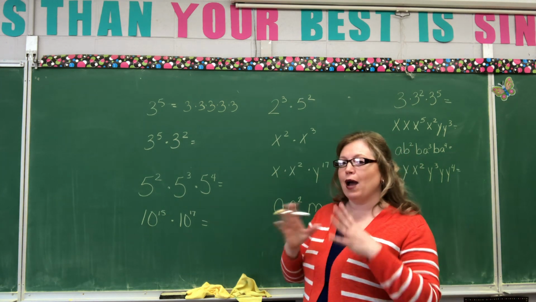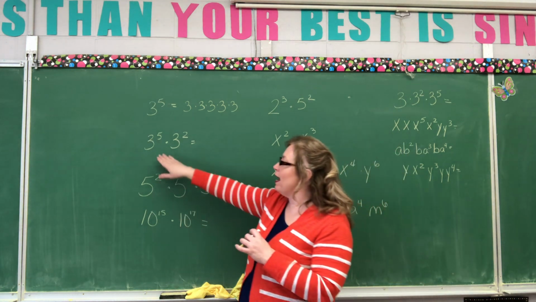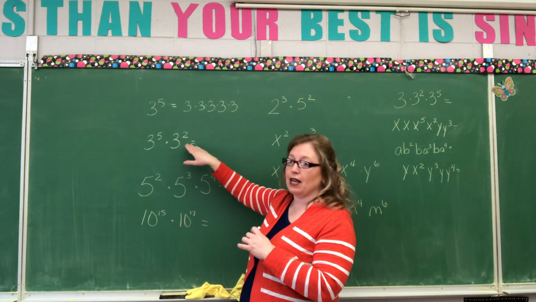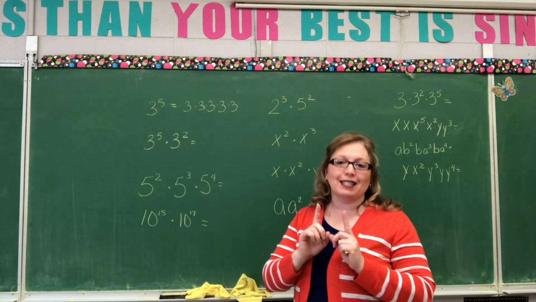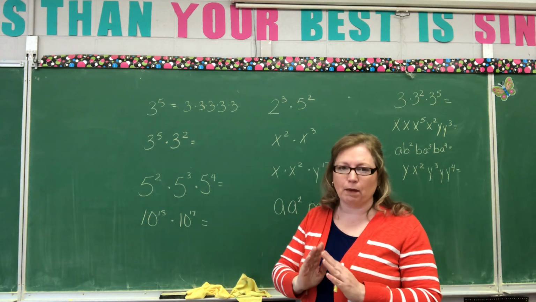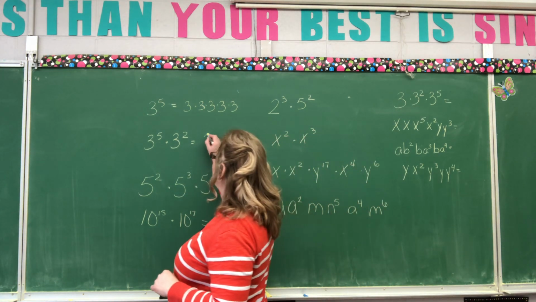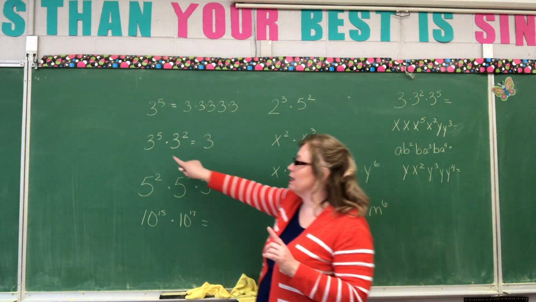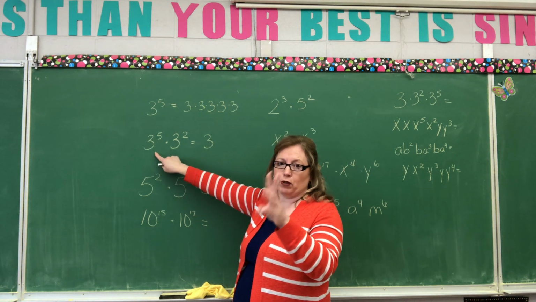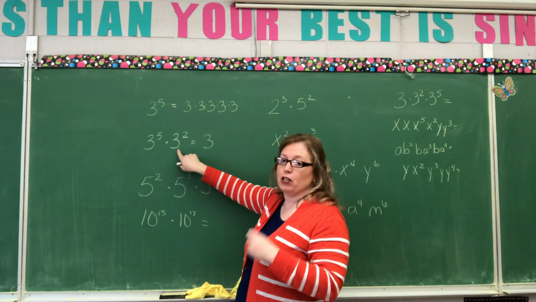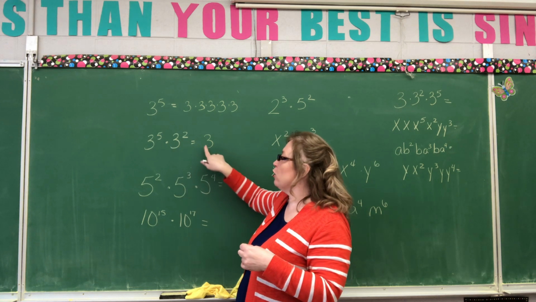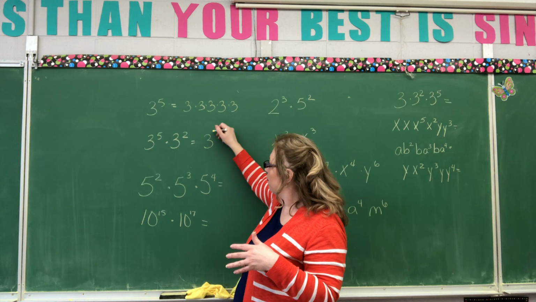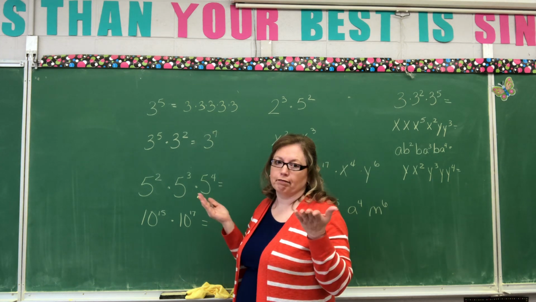Now, I want to simplify that. What if I have 3 to the 5th power, but I want to multiply that by 3 to the 2nd power? My bases are the same, so I can simplify. Number 1, bring over the base. Think about what this means. This means 3 times 3 times 3 times 3 times 3. This means 3 times 3. So, bring your base over. Now, add your exponents. 5 plus 2 is 7. All there is to it.